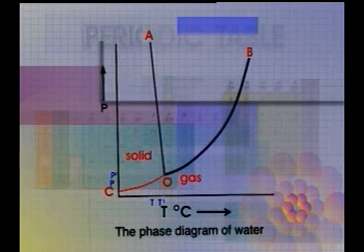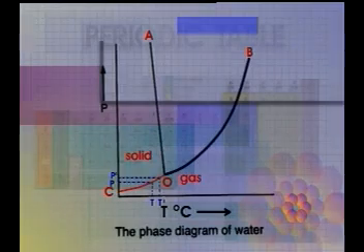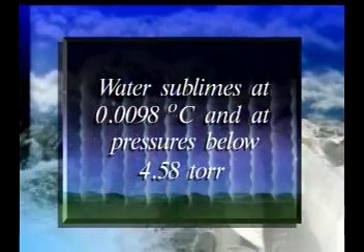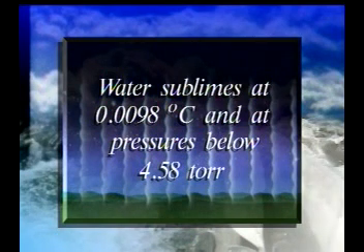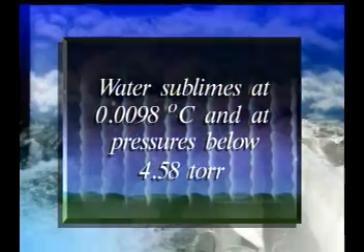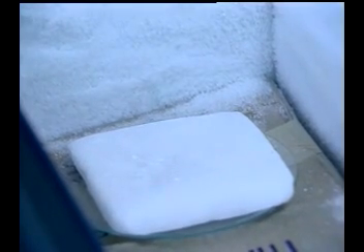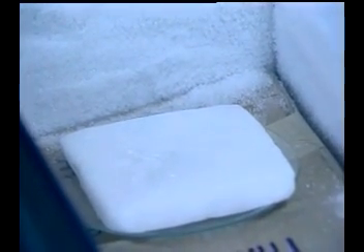Water sublimes, or turns directly from solid to gas, at temperatures below 0.0098 degrees Celsius and at pressures below 4.58 torr. A reverse of this process takes place when frost forms in the freezer of a refrigerator. Frost is water vapor that has been directly changed into ice.